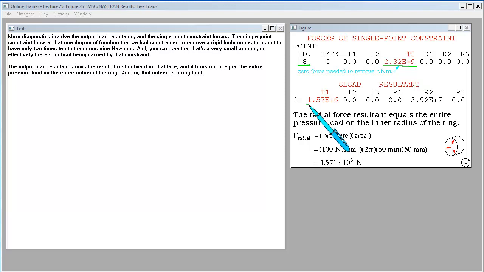The output load resultant shows the resultant thrust outward on that face, and it turns out to equal the entire pressure load on the entire radius of the ring. And so that indeed is a ring load.